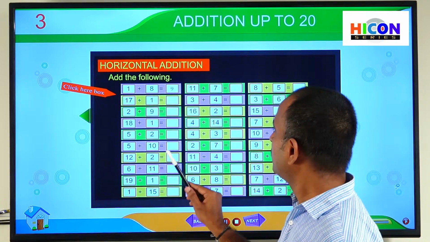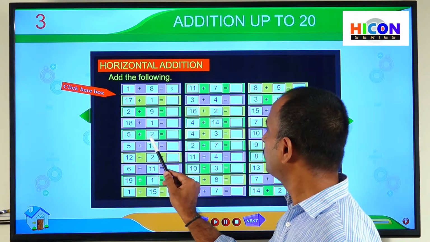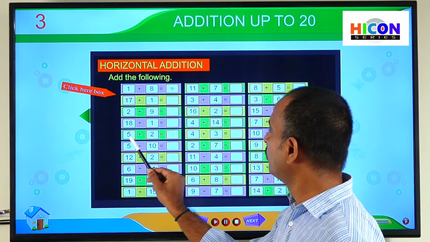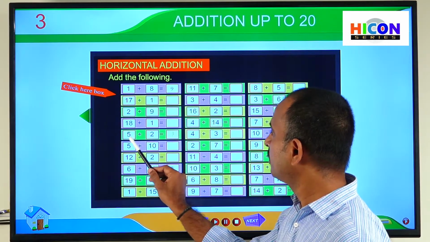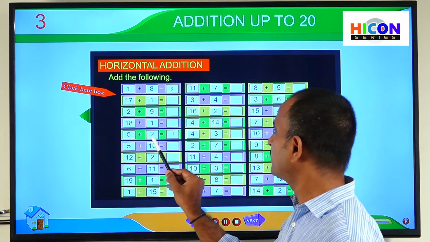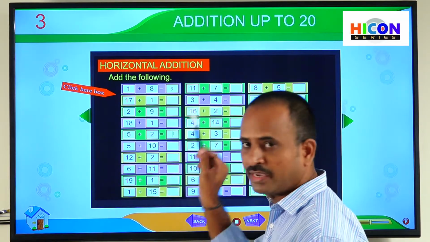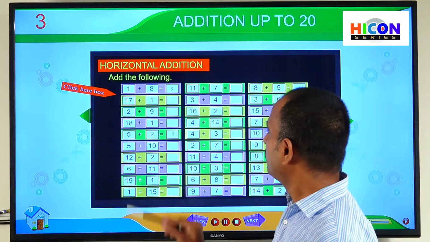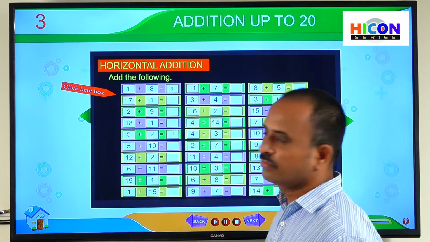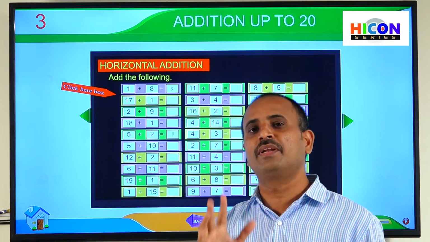In the same way, children, see this problem. So 5 plus 2. Now we have to add these two numbers, 5 and 2. In this addition, the first number is 5 and the second number is 2. So children, this addition can be done by using our fingers. So what is the second number here? 2. So open the fingers equal to the second number in the addition.